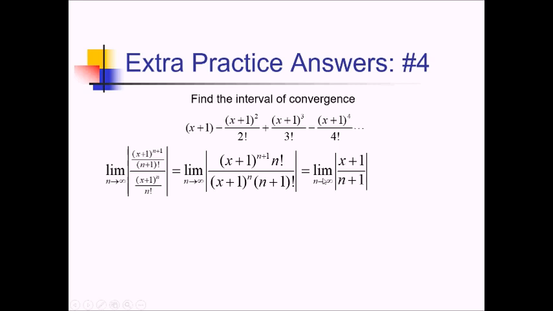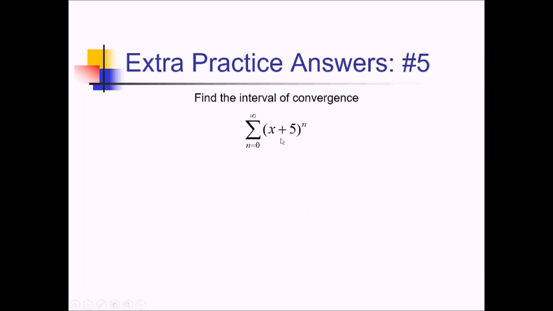Now as n approaches infinity, only the denominator is growing, so this is a bottom-heavy function which goes to 0. And since this will converge for wherever we have a ratio that's less than 1 and 0 is always less than 1, that means this is going to converge for all x values. So we can say negative infinity less than x less than infinity for our interval of convergence.